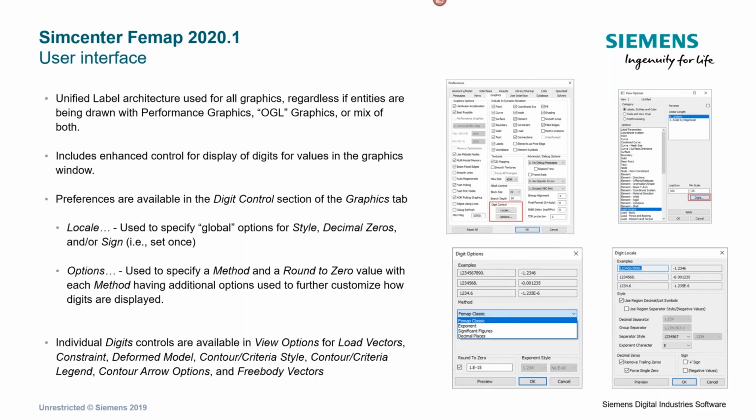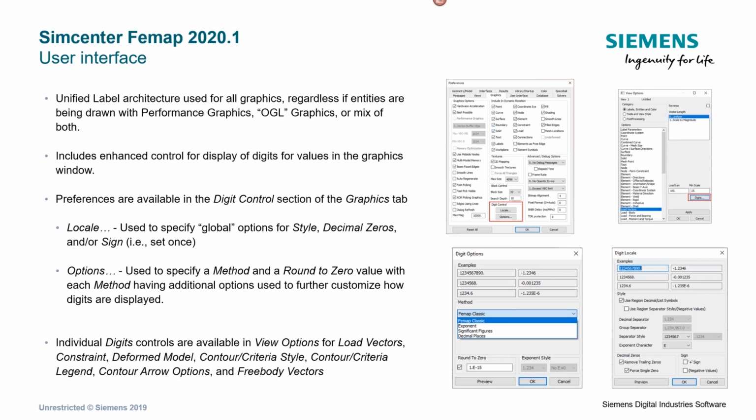We have full control now over digits. Under file preferences, you can go to the graphics tab, and inside there is a digital control, and there's 2 options in there, locale and options. So you see in the bottom right of my screen, I have digit options and digit locale. There are a couple different methods that you can change, like a classic, you can specify your exponent, significant figures, etc. Now locale is used to specify global options, your style, decimal zeros, if you want to have a positive sign or negative values. And this is really useful if you are doing reporting or you want to make sure things are consistent.